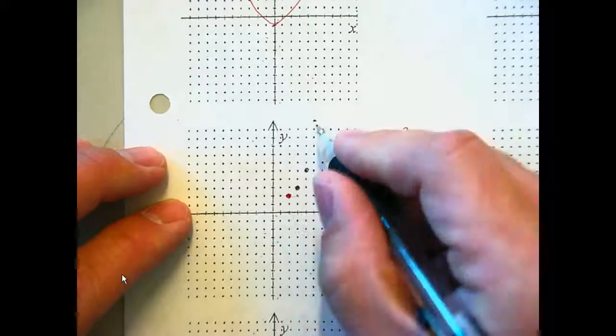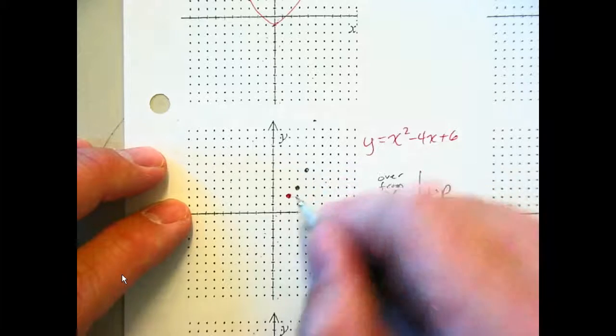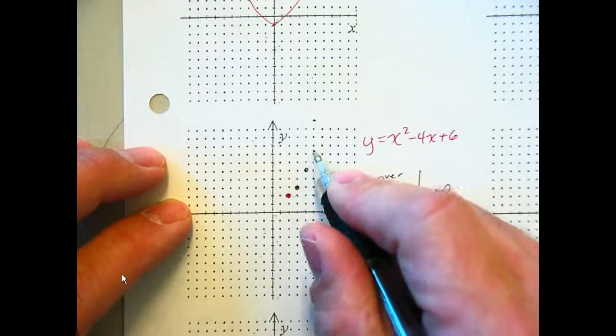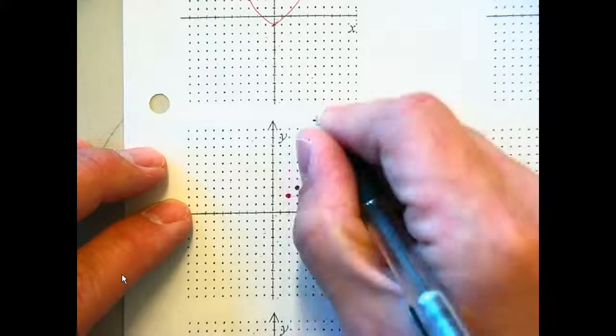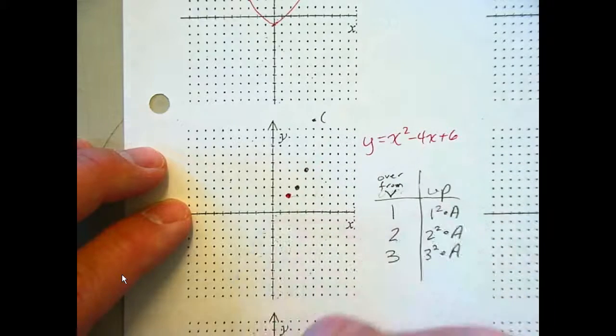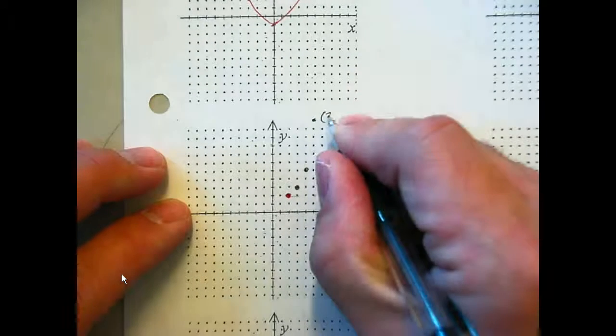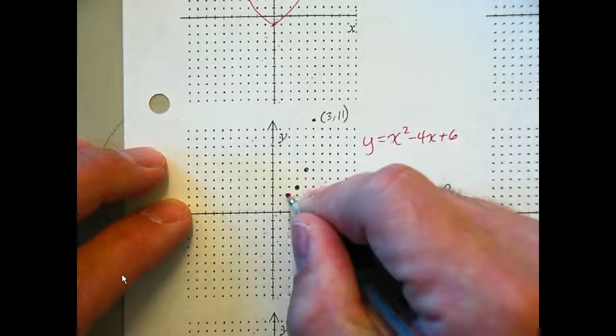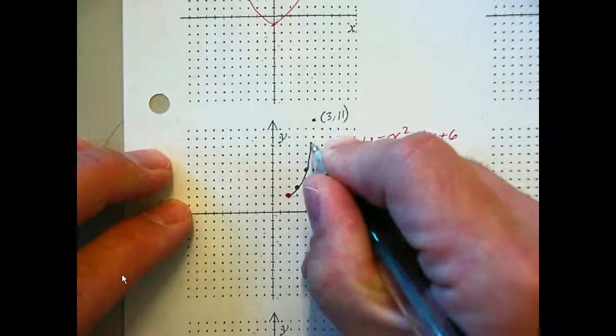Okay, am I in the right spot? Yeah, quick. Okay, 1, 2, 3, 4, 5, 6, 7, 8, 9. If you're going to put that point there, first make sure it looks accurate, and second, label it so that I know you're accurate. 3, 11. And then you have got a half a parabola.